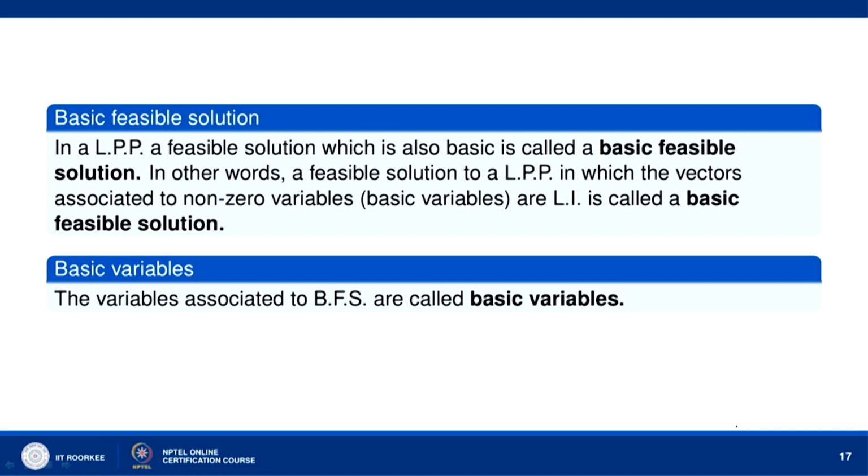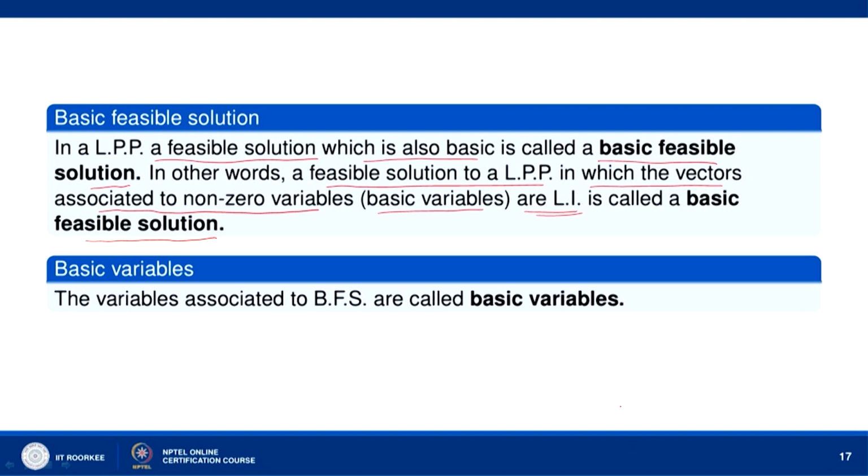In an LPP, a feasible solution which is also basic is called a basic feasible solution. In other words, a feasible solution to a linear programming problem in which the vectors associated to non-zero variables, that is basic variables, are linearly independent. This we have seen earlier is called a basic feasible solution.